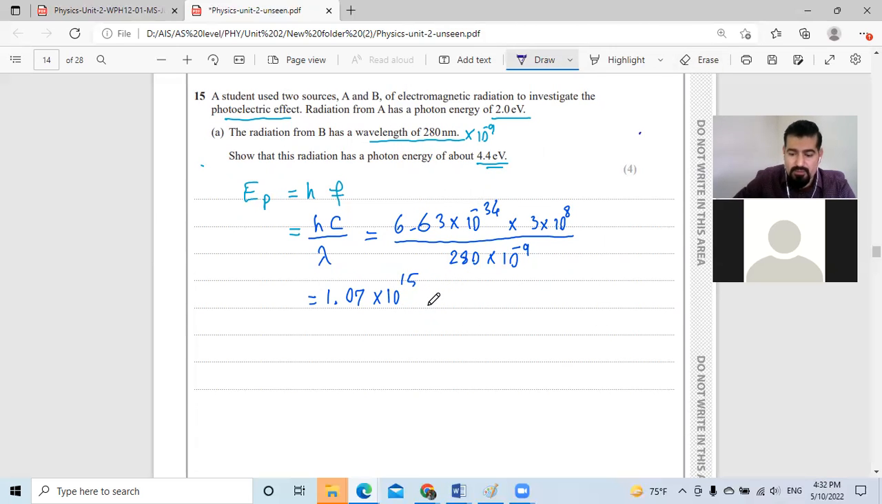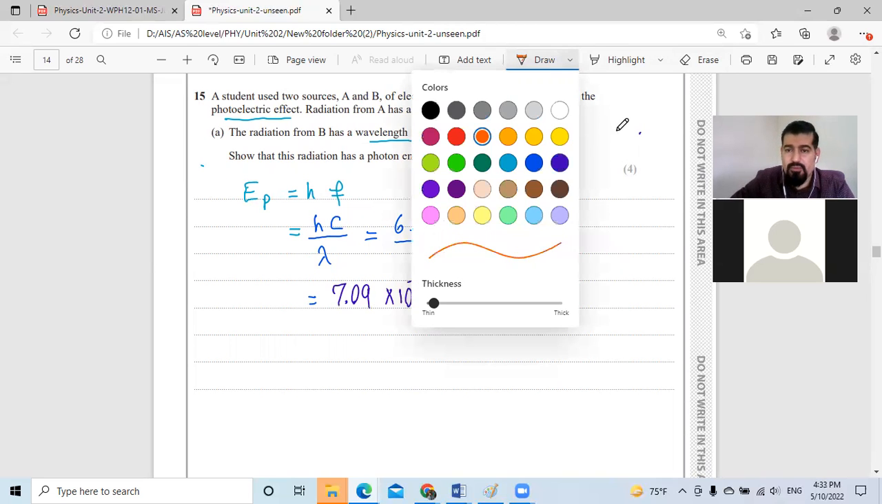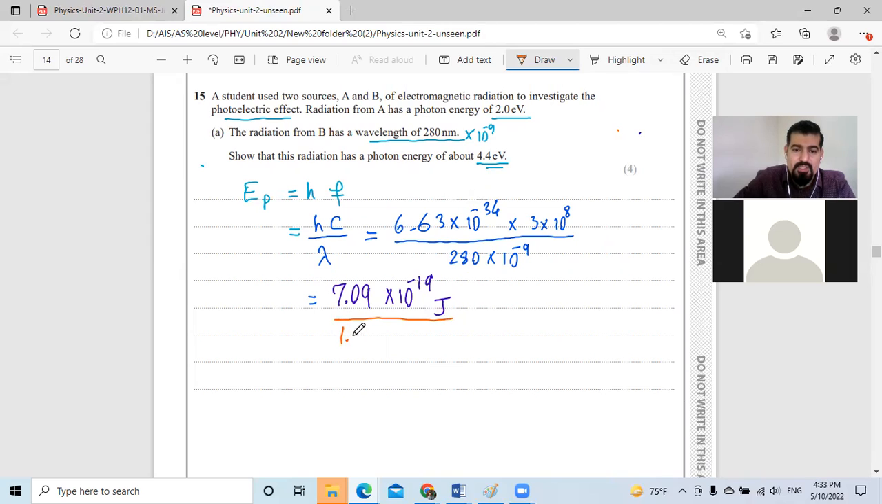And I want it in what? This is 7.09 times 10 to the power of negative 19 joules. And I want it in what? In electron volts. So I'll divide it by 1.6 times 10 to the power of negative what? 19, which will be equal how much? 4.43 electron volt, which is approximately 4.4. Yes, thank you, Hamza.